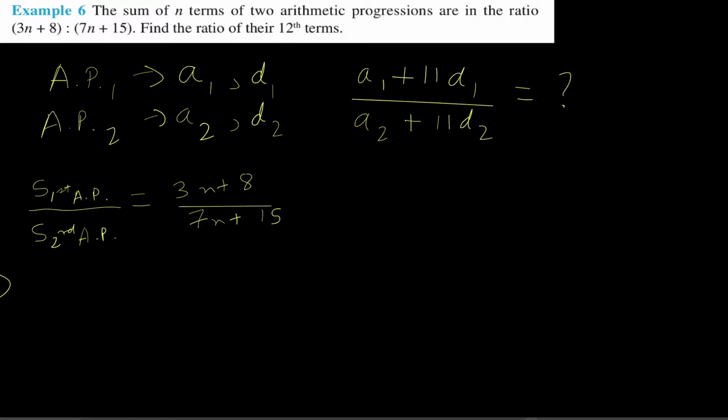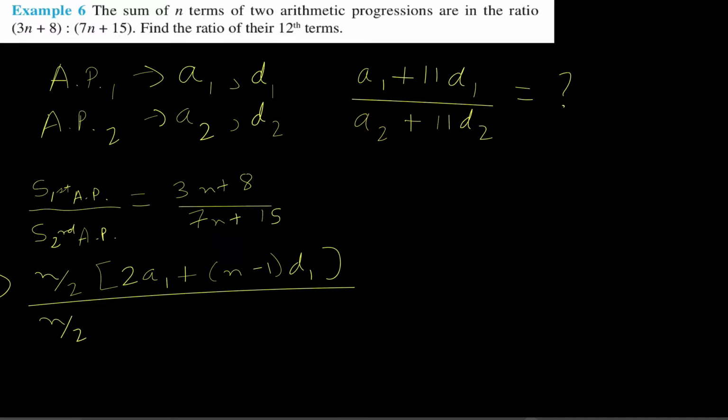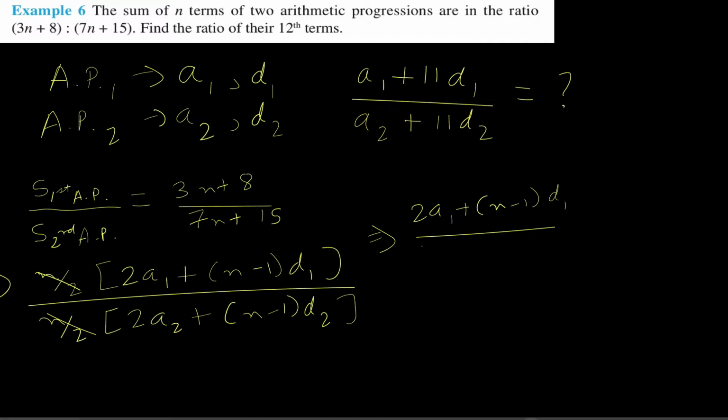How do we write the sum of n terms of an AP? It is given by n by 2 times (2a1 plus (n minus 1) times d1). So this is the sum of n terms of the first AP. Similarly for the second AP, we have n by 2 times (2a2 plus (n minus 1) times d2). The number of terms is the same, n, in both cases. So this n by 2 goes away, and what we have is (2a1 plus (n minus 1) times d1) divided by (2a2 plus (n minus 1) times d2). This is equal to (3n plus 8) divided by (7n plus 15).